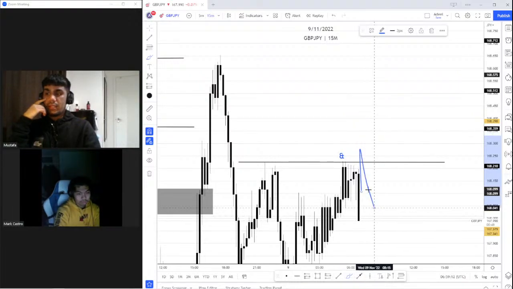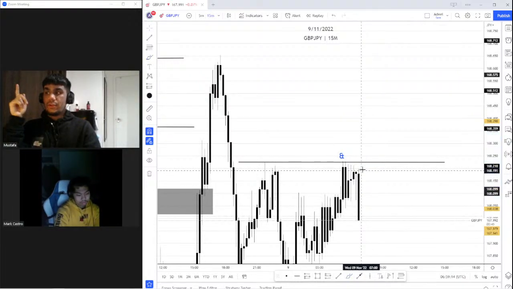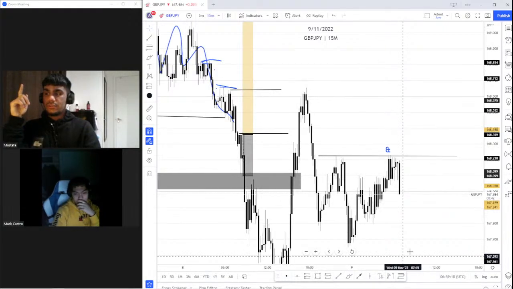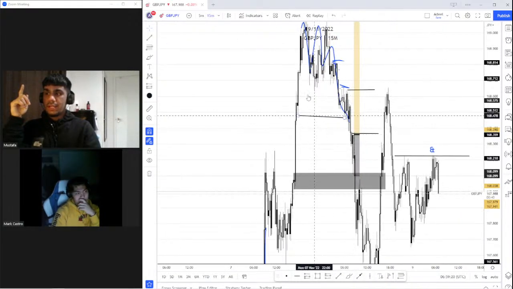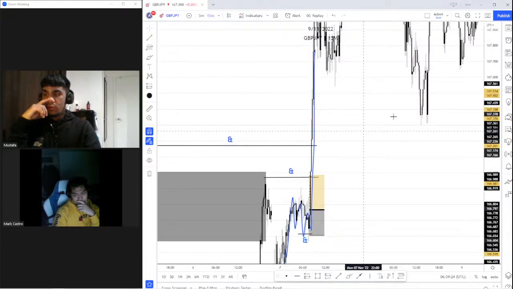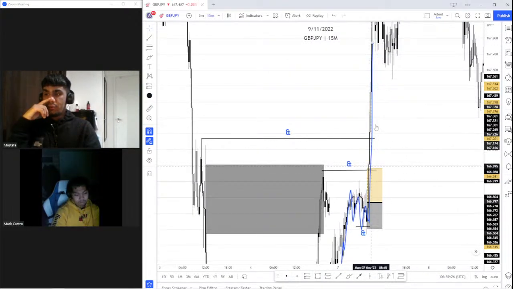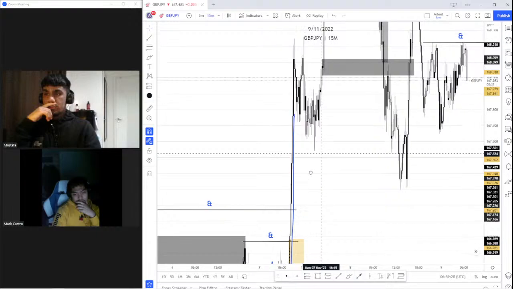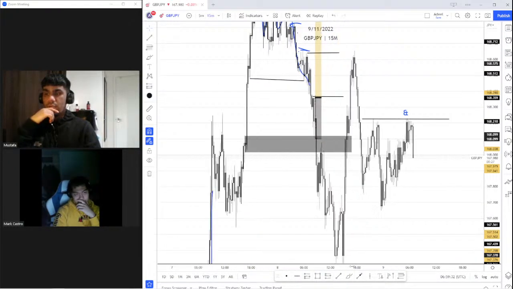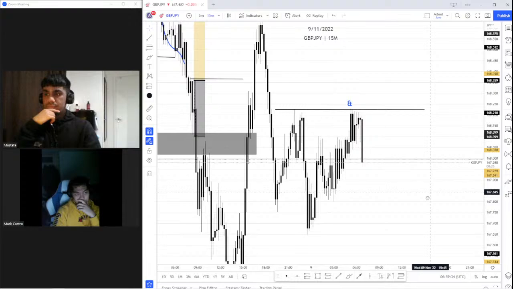go the other way. The only thing I'm wary of is we've had a lot of clean breakout trades on Monday and Tuesday. If you look here, breakout price just kept going down in one direction. The buy we caught on Monday, price just kept going in one direction. So it's interesting. That's why I'm also looking for the buys on this side.